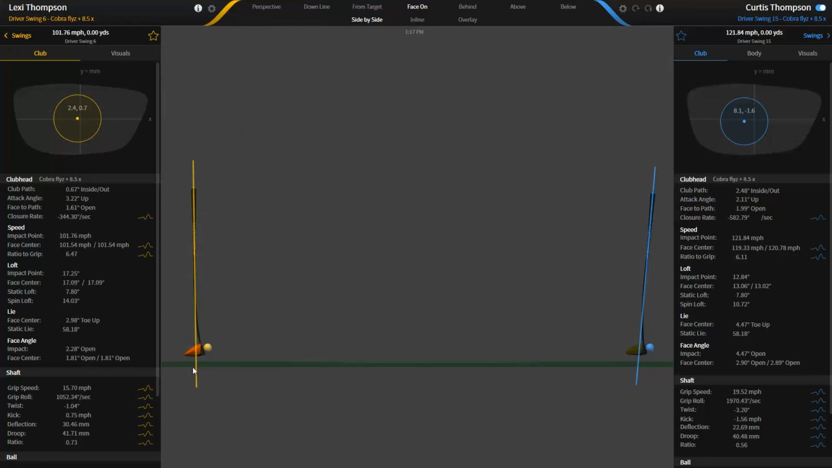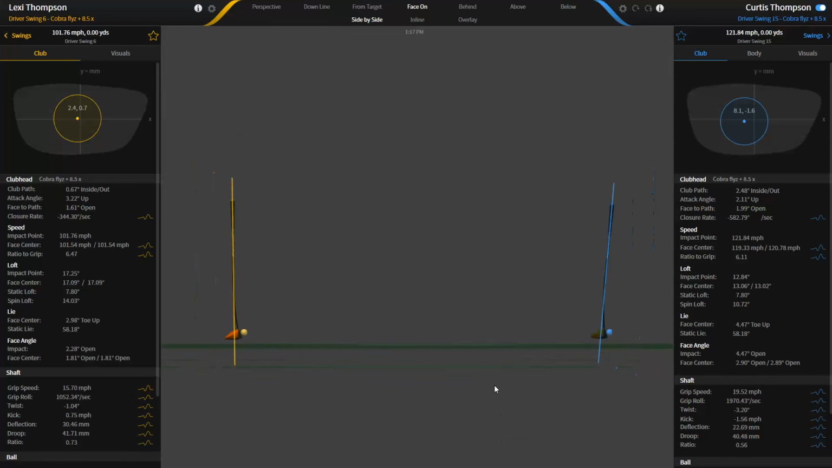So that is shaft deflection. And hopefully you enjoyed this little video between Lexi and her brother Curtis. It's pretty cool.